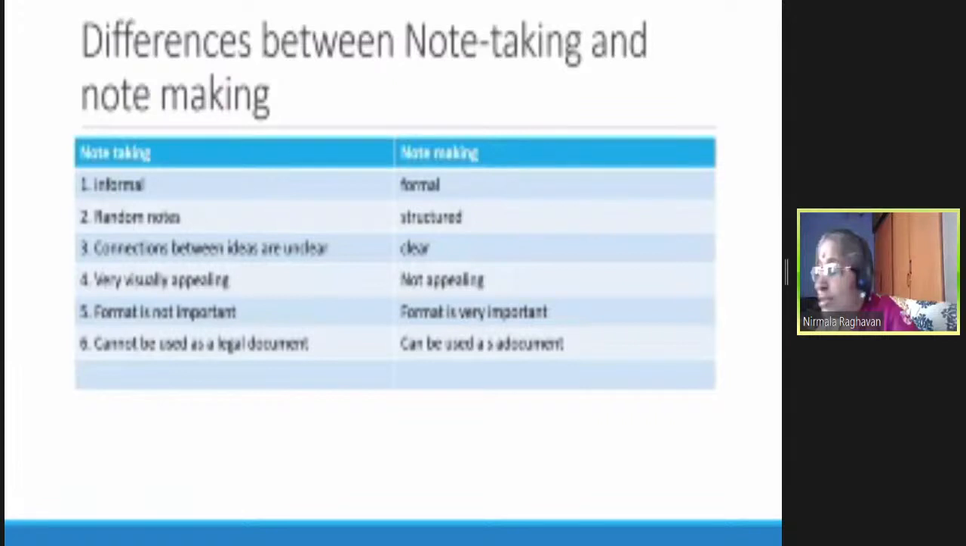The format is very important, and it can be used as a document. Now, again, let me tell you, don't worry about the screen, because I am calling out everything. This is something that you've already seen.